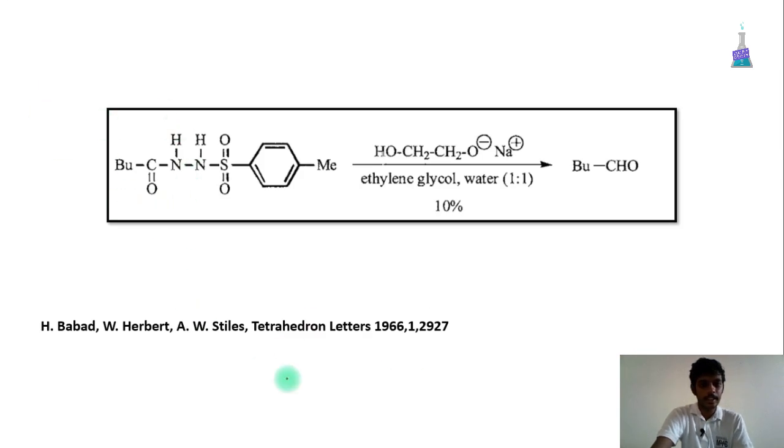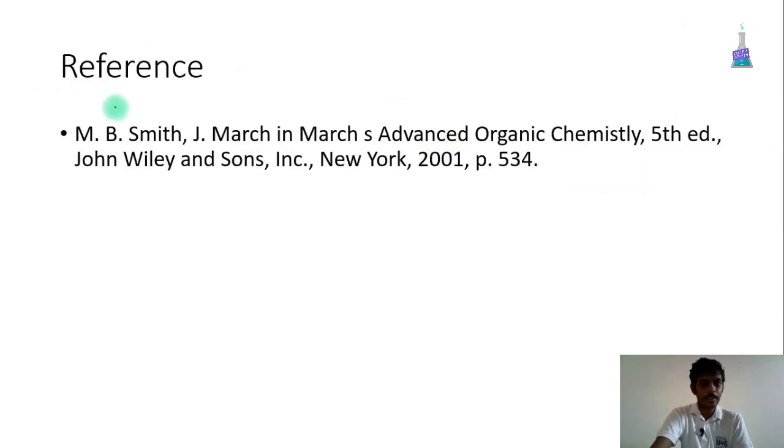See, this is another example which is taken from Tetrahedron Letters. Here the R group is the butyl group and the toluene is present. This is the aryl group. Here the base abstracts this proton. After that, this group will eliminate and this will come over here, and the nitrogen will eliminate, forming the carbanion intermediate, and the butyl aldehyde is obtained. This is the reference.